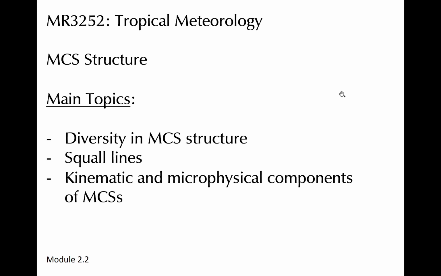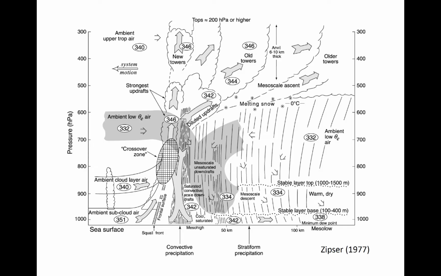In this module, we will look through some basics of MCS kinematic and microphysical structure. We'll start off from a complicated looking diagram from the 1970s, before extensive observations of MCSs had been collected. The figure is rather remarkable because its fidelity to realistic MCS structure is quite good, even though many of the features intuitively indicated here were not explicitly observed yet.